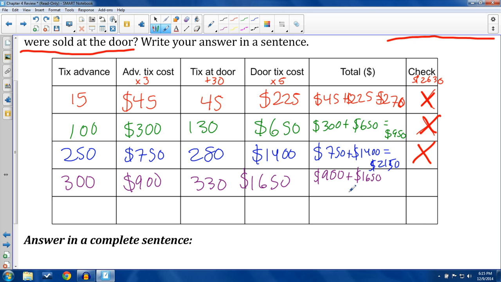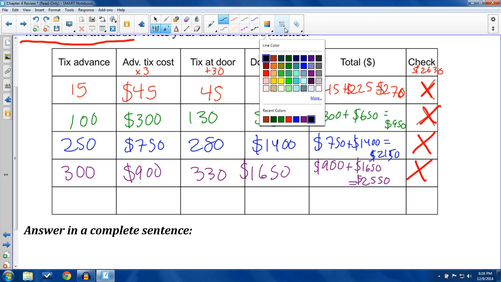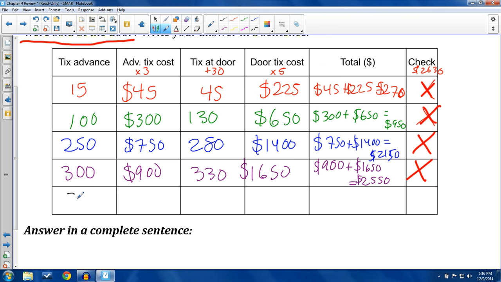Okay, so that's going to be 2550. Very close. Not even ballpark. I'm only $80 away. Okay, so you know it's not around 400 or whatever. I'm going to guess a little higher. Let's go up by tens this time. Let's go, what color haven't I used? I haven't used black. 310. 310 times 3 is 930. Okay, plus 30 here. That's 340.